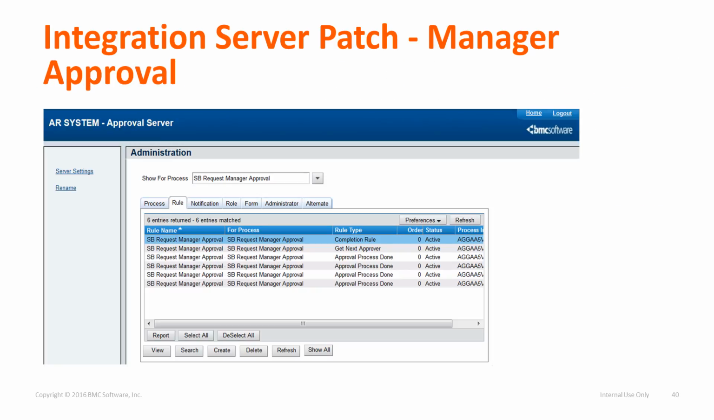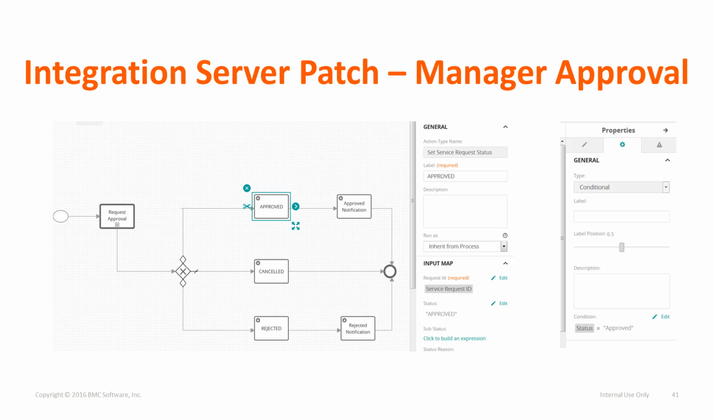And here's an example of the chain of the process that the integration server patch installs. At a high level, I decided to give you another example of how it's set up using Process Designer. So you can see here request approval, and what I'm highlighting here is approved. So I'm saying if it's approved, then send the status back to Service Broker, and obviously that's a conditional approval. Status equals approved.